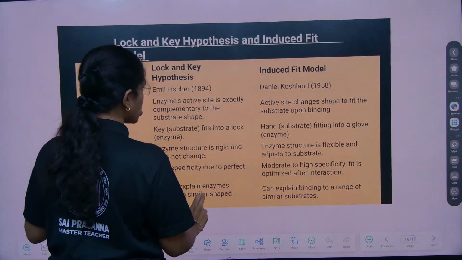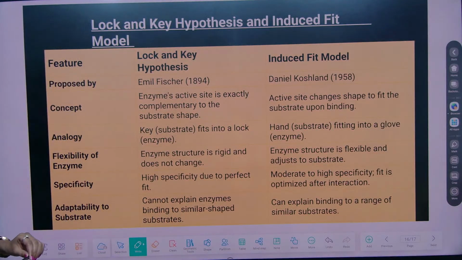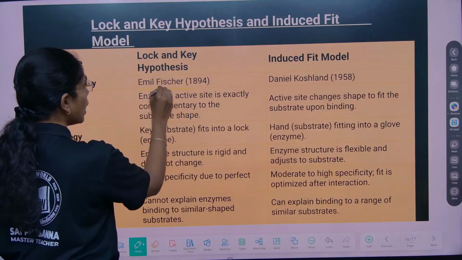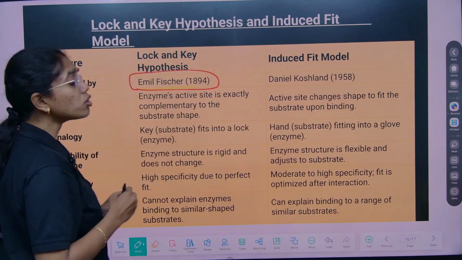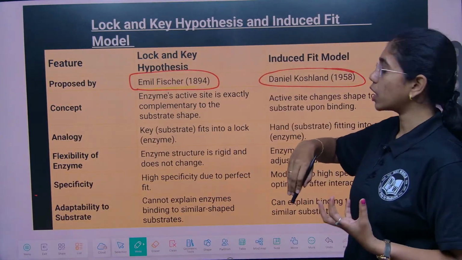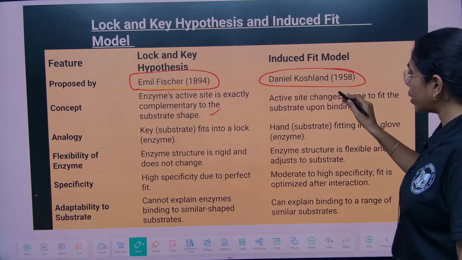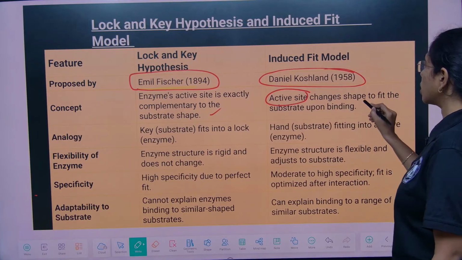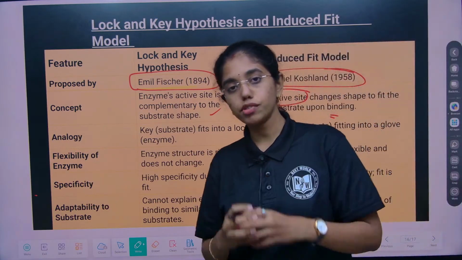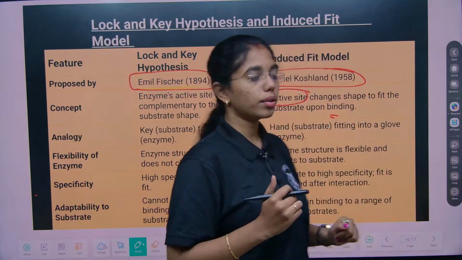These are the key differences between the lock and key hypothesis and the induced fit model. Lock and key hypothesis is proposed by Emil Fischer. Induced fit model is proposed by Daniel Koshland. In this concept, the enzyme's active site is exactly complementary to the substrate shape, but here the active site changes shape to fit the substrate, okay. The substrate will fit on the active site of the enzyme. Here the active site of the enzyme will be changed or modulated according to the substrate.